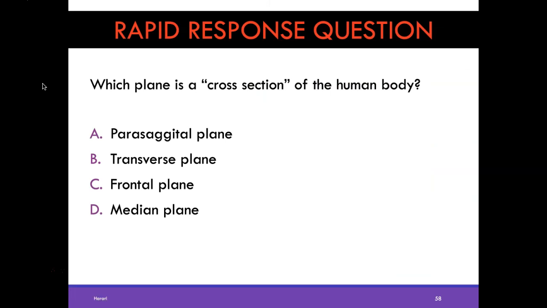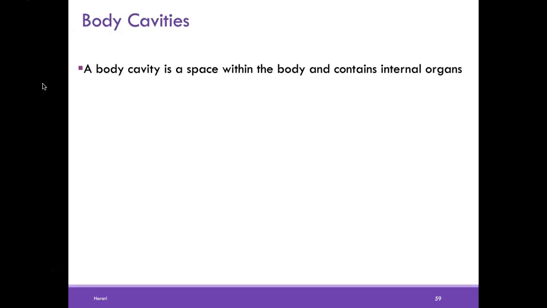So which plane is a cross section of the human body? Pause here. And the answer is B, a transverse plane. It's like a cross section.